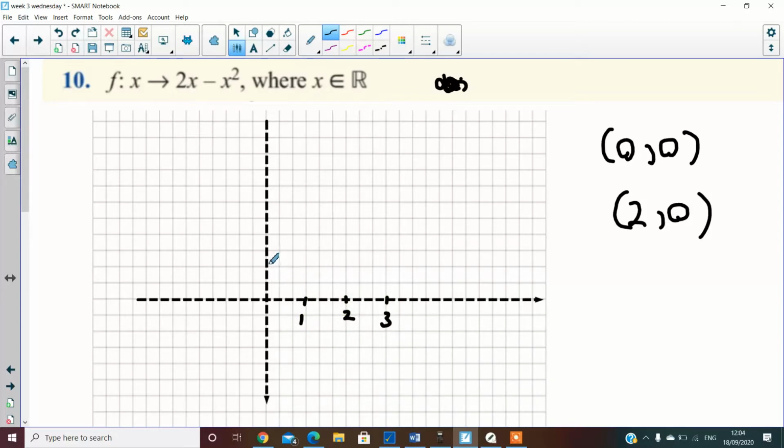Is it N-shaped or U-shaped? It's N-shaped because it has a -x squared, okay? Now, what I'd be very interested in doing is, see the way it crosses at 0 and 2. What's halfway between 0 and 2? Give me the number for 1 as well. 1, 1. Oh, that's easy.